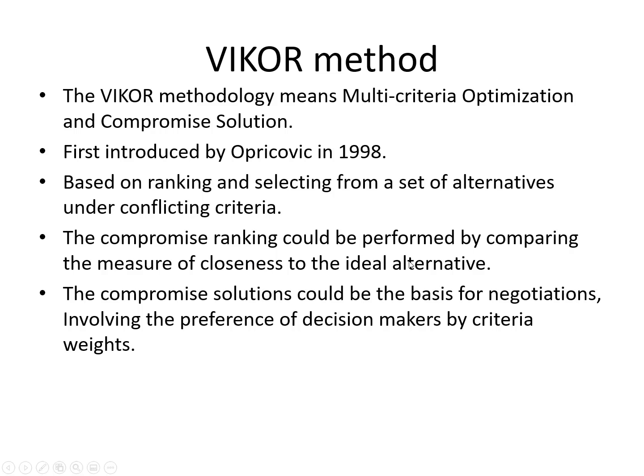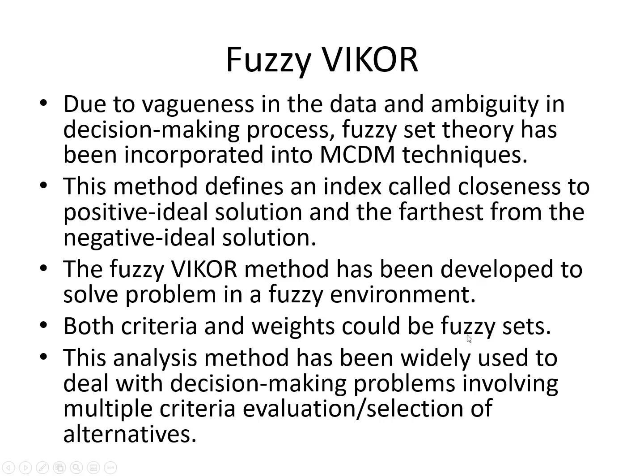If you remember, in the Topsis approach we use the Euclidean space or Manhattan distance formula, in which we want to calculate the most ideal solution. If you understand that approach, this is much similar to that one, performed by comparing the measure of closeness to the ideal alternative. So we will be looking for the ideal solution. The compromise solution could be the basis for negotiation involving the preference of decision making by criteria weights.